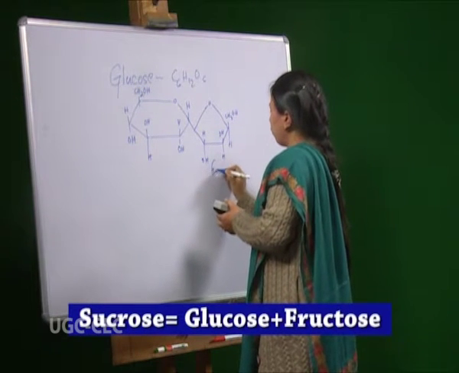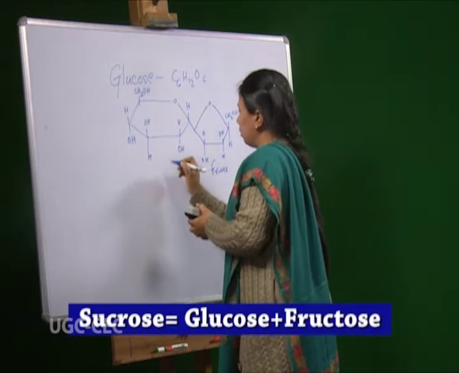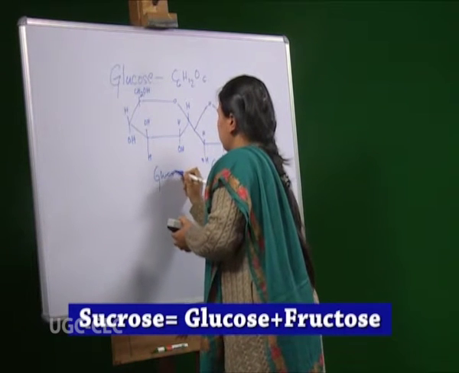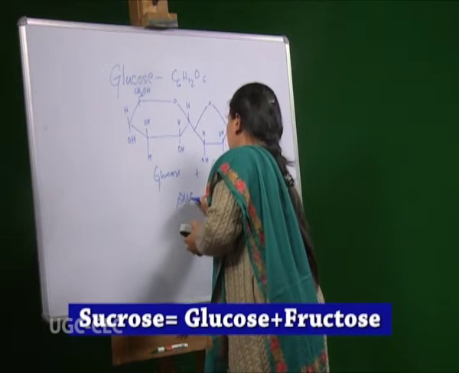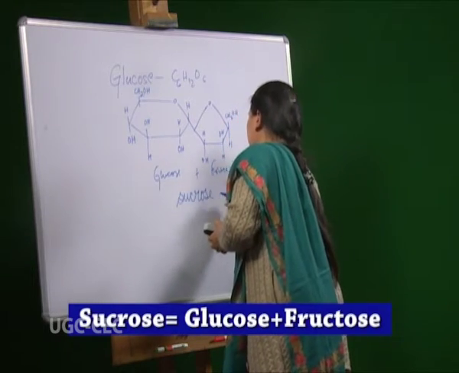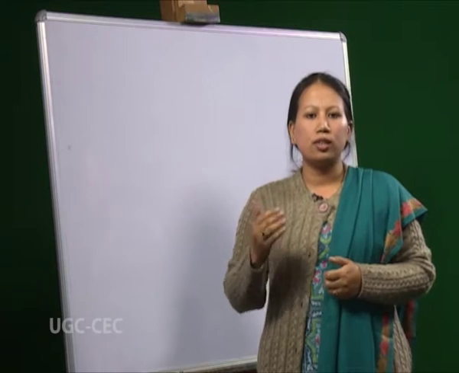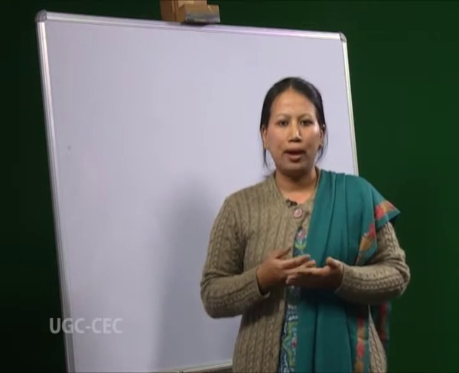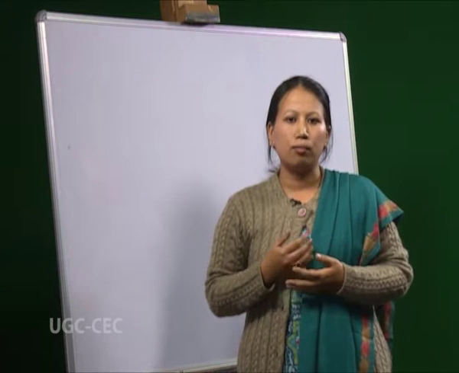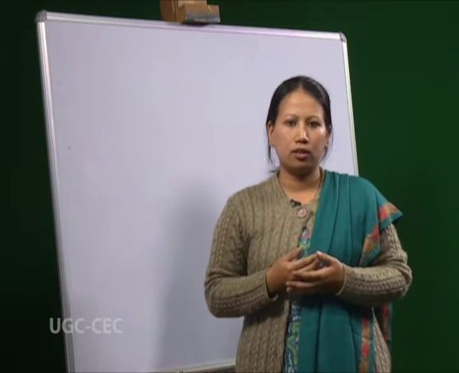This is fructose plus glucose. This is sucrose. Sucrose is a disaccharide, two sugar units. Sucrose is the common table sugar made commercially from sugarcane and sugar beets. It is the most prevalent disaccharide.